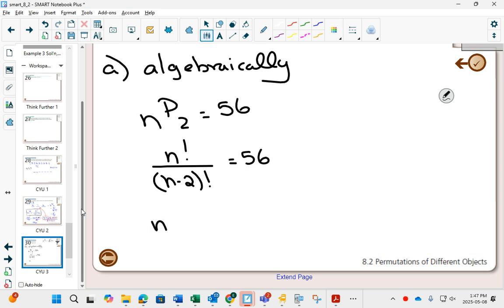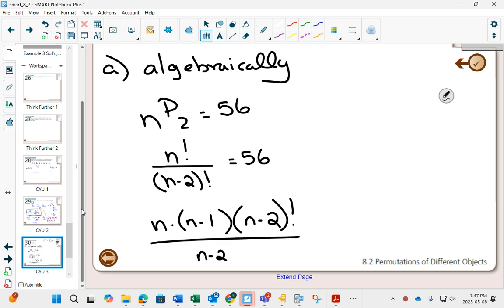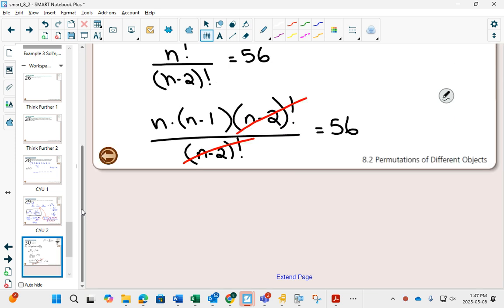So the factorial means you go n, and then you multiply by 1 less, which will be n minus 1. And then you multiply by 1 less again, which is n minus 2. And when I get to n minus 2, I add an exclamation mark because I know it keeps on going, and because I have that exact same thing on the bottom, they're going to simplify. And this is how we simplify equations with factorials. Once those go away, I look at what's left.